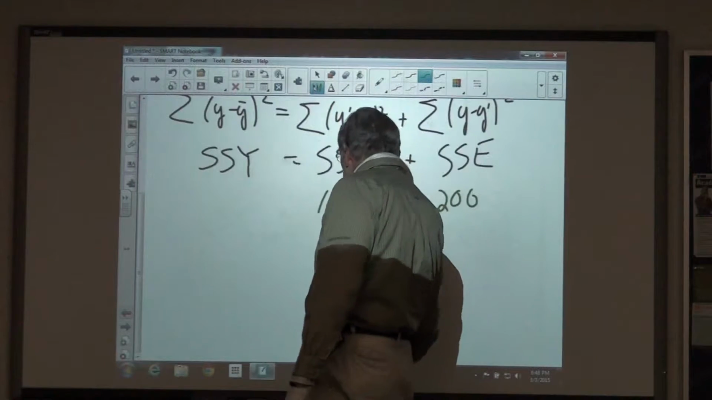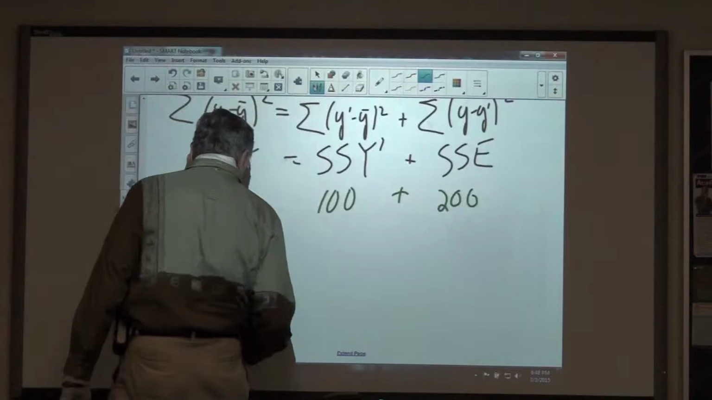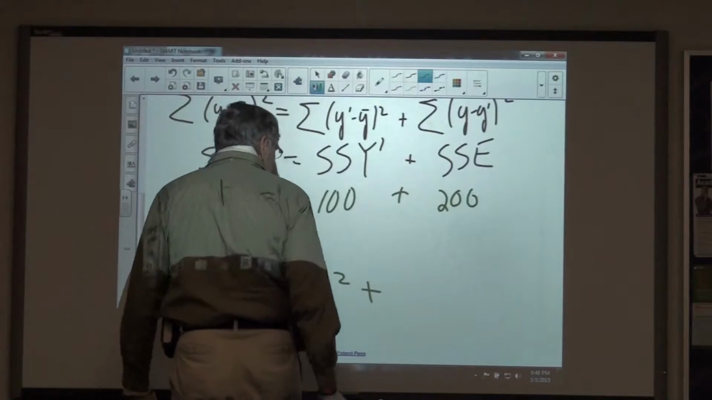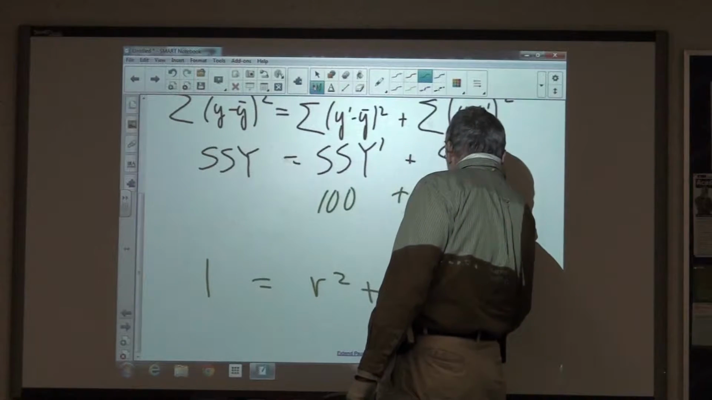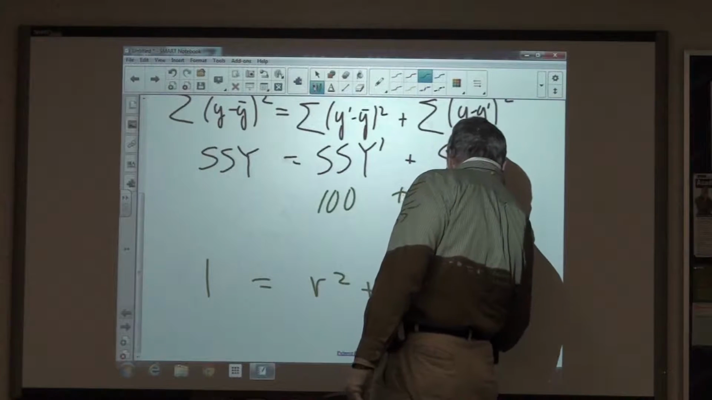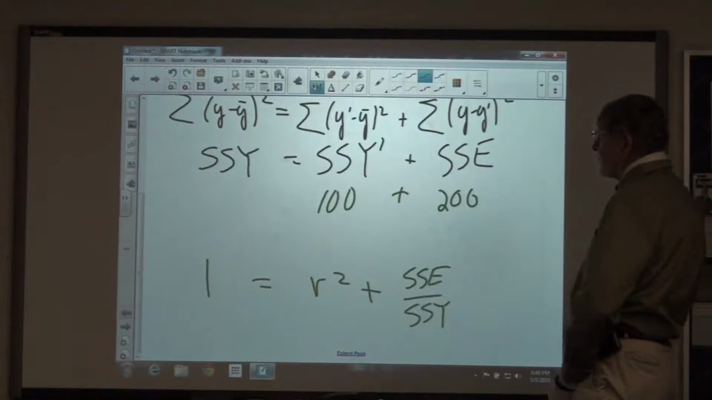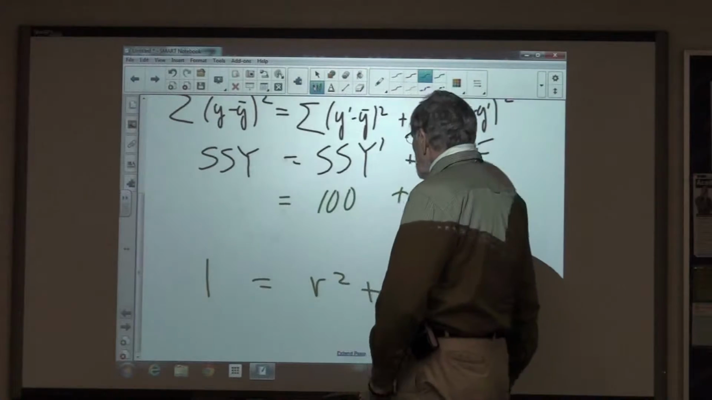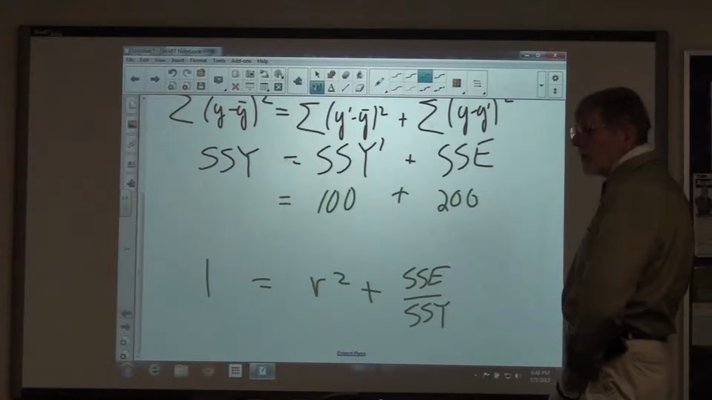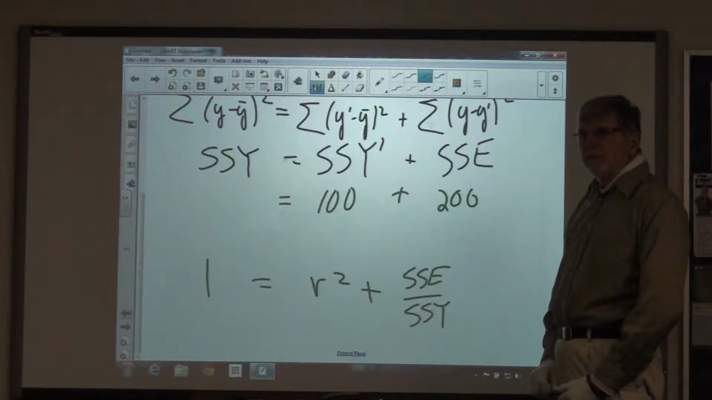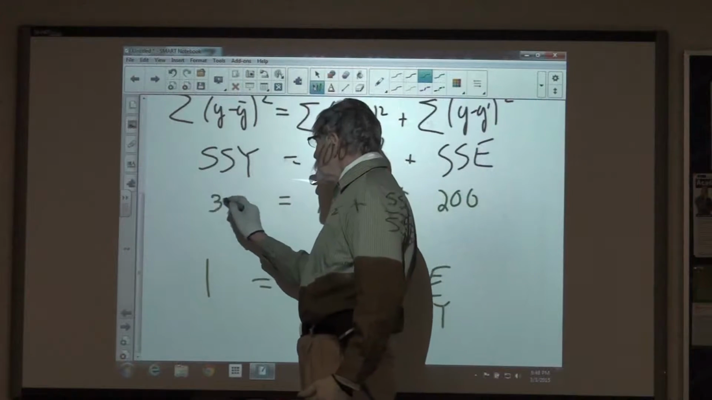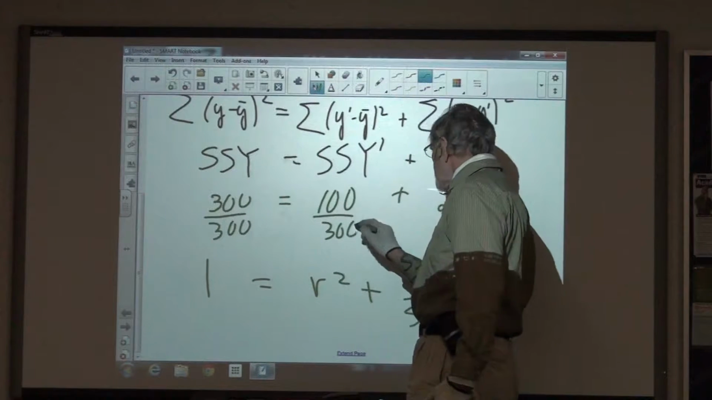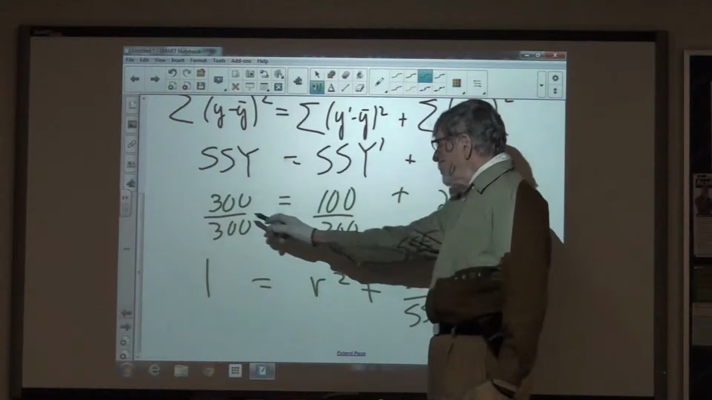So what they want to do is to find r squared. Remember, this equation takes the form 1 equals r squared plus SSE over SSY. So how do you proceed? First, what is 100 plus 200? Bingo. Now let's divide both sides by 300. And do we get a 1?